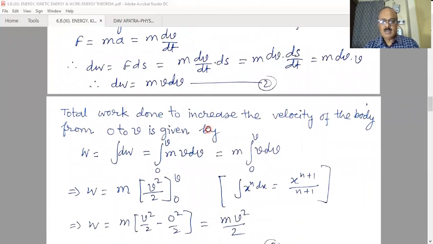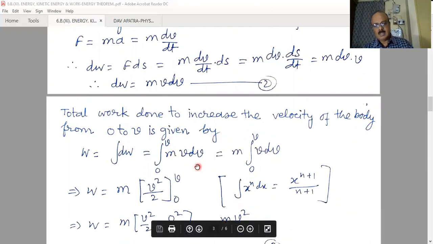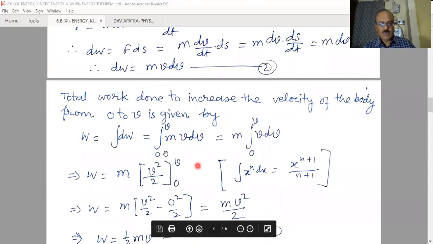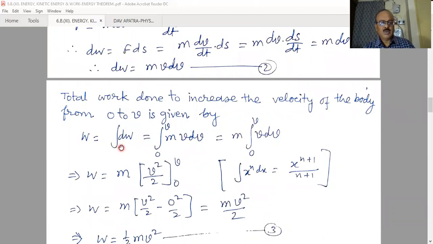Therefore, the total work done to increase the velocity of the body from 0 to v is given by the calculus method. Already we know this: first of all, we have to find the very small work done dW, then we have to take the integration by taking the proper limits.